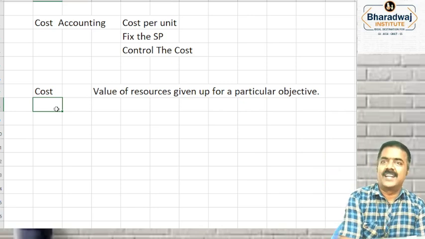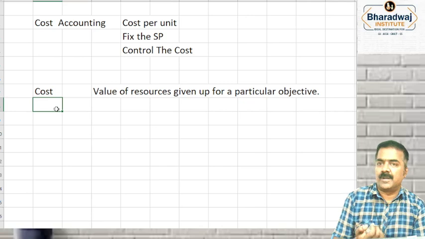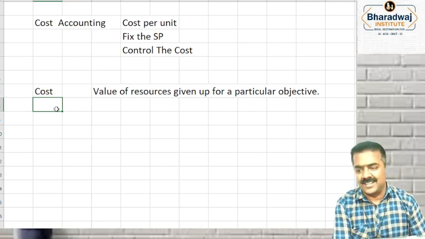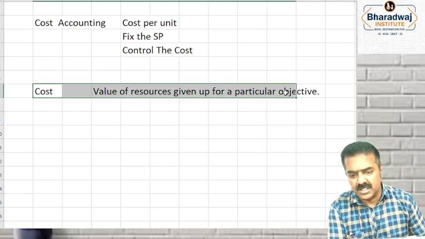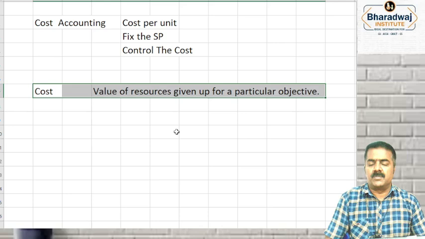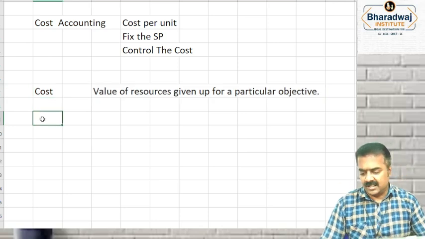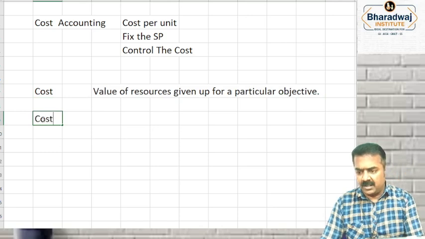If it is hired, I have to pay. Since I own them, I did not pay, but while calculating the cost, I will work out the tooling cost and other things. Clear? So that is the value of resources given up for a particular objective. The objective may be manufacturing a product or rendering a service. Clear?